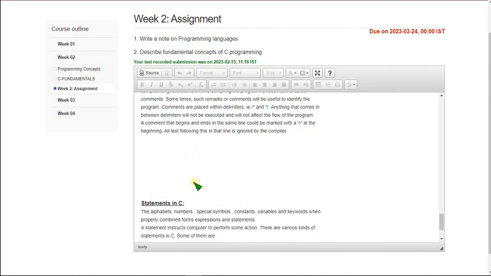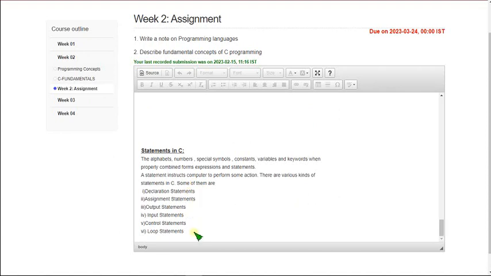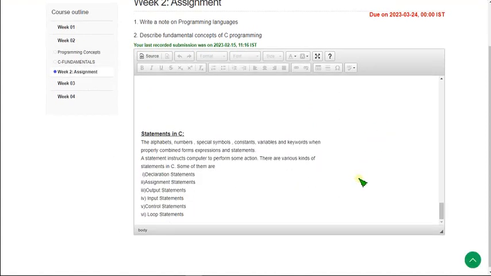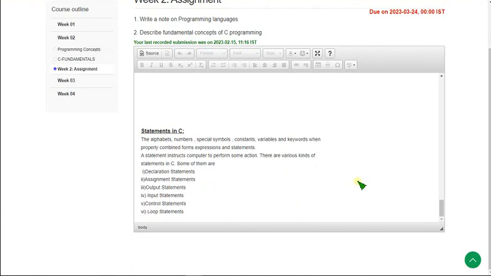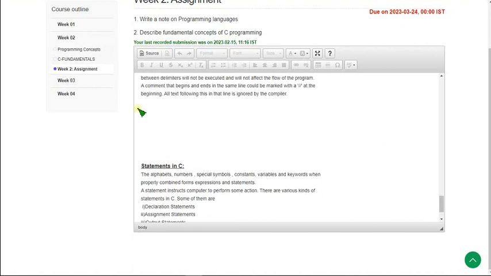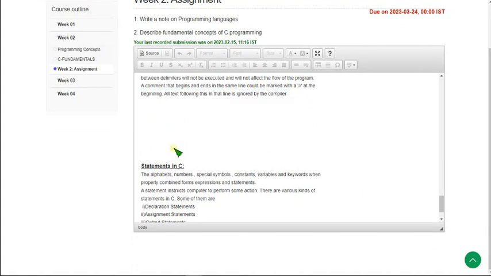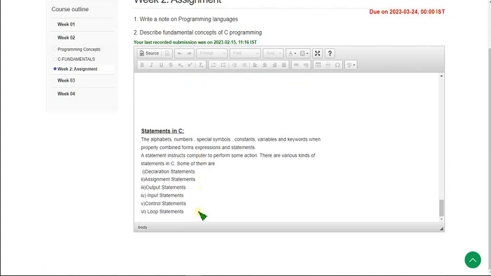The next one is statements in C. There are these types of statements. So this is the content we have to write for the first and second questions. Guys, I have given spaces between the blocks; don't give too much space. You can join them for understanding purposes. I have separated them for clear understanding for you.